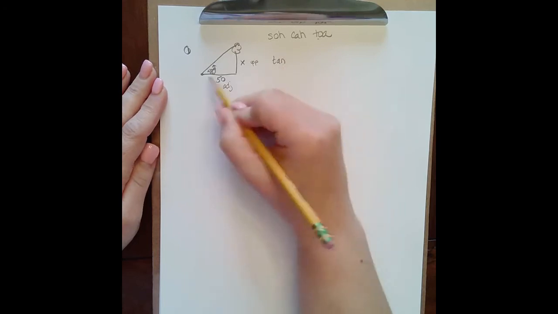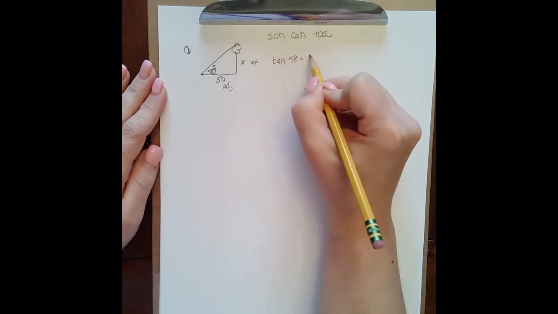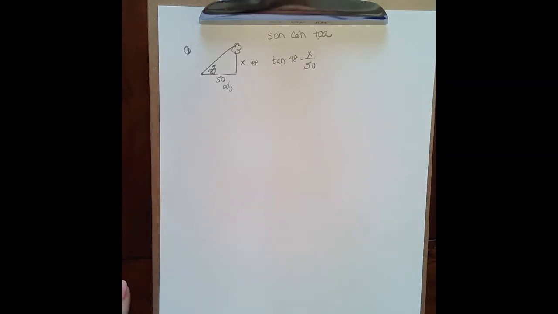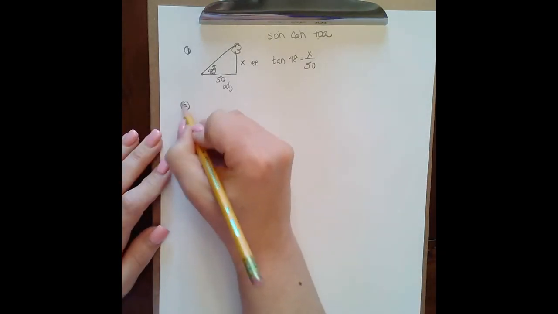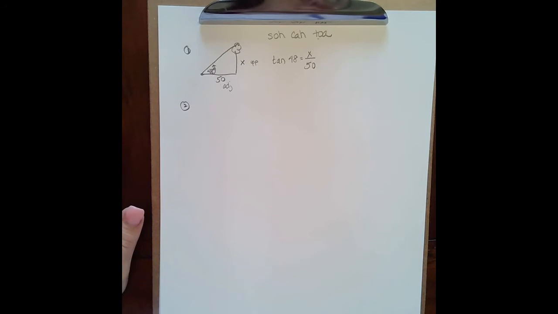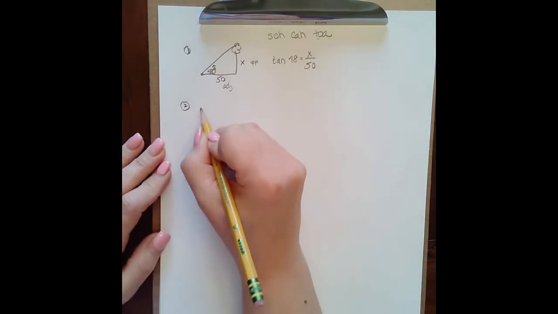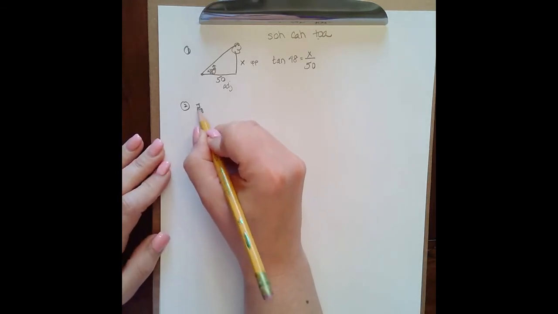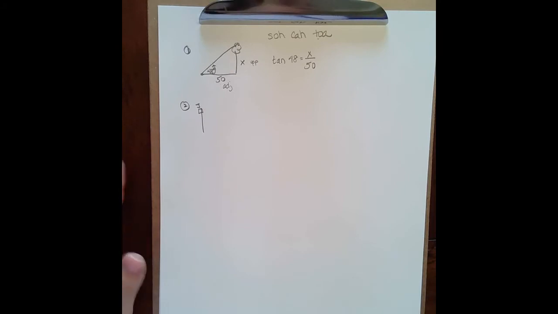Number 2. Johnny is looking out a window and he sees a chipmunk at an angle of depression of 60 degrees. So Johnny is up here. Here's Johnny, and he is in a window, and he is looking outside. There's a chipmunk over here.